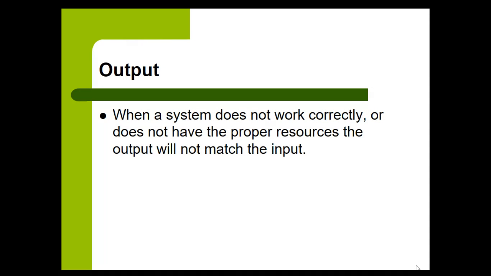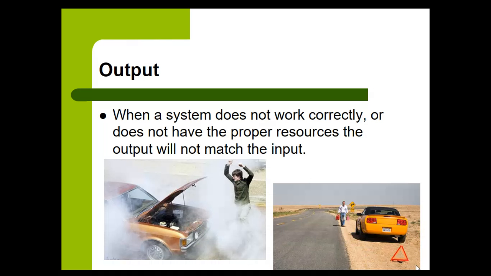Sometimes a system doesn't always work correctly, or it doesn't have the proper resources, in which case the output will not match the input. For instance, if our car overheats, like it does in the picture on the left, that guy doesn't look too happy right about now. His car is not going to go anywhere at that point in time.